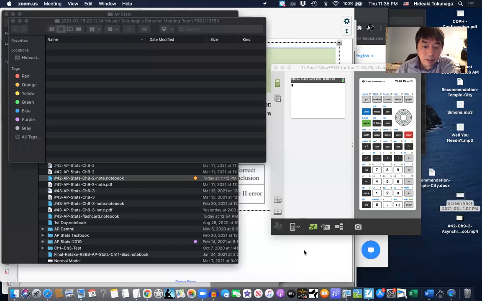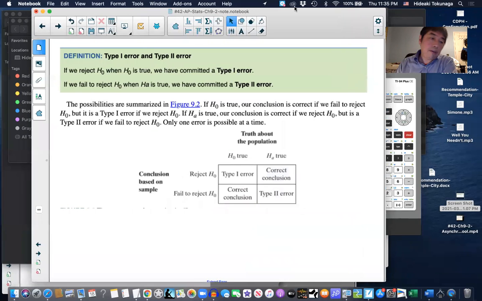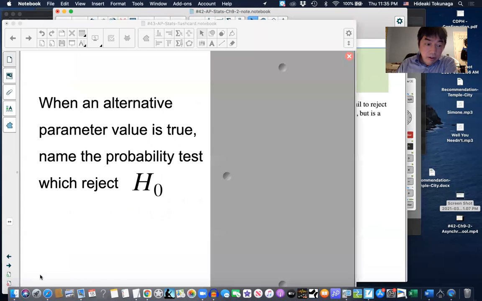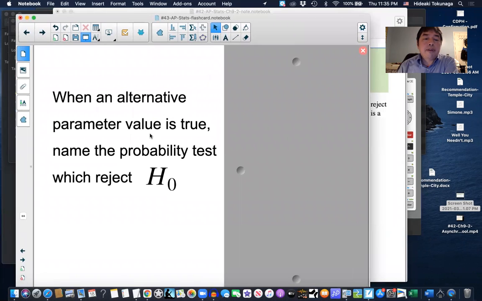All right, this is the second part of the asynchronous work. The first thing you have to review is type 1 and type 2 error. You can just pause the video and go through this. Maybe I'll create a flashcard, so take a look. When an alternative parameter value is true, this is something new actually.